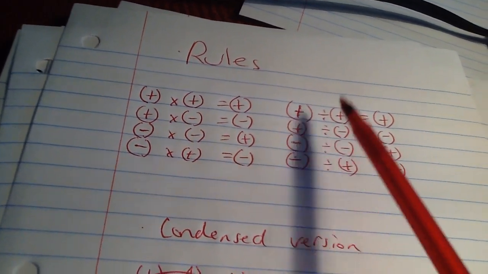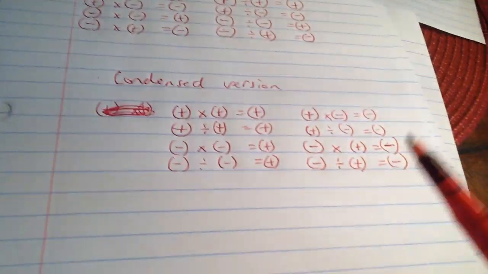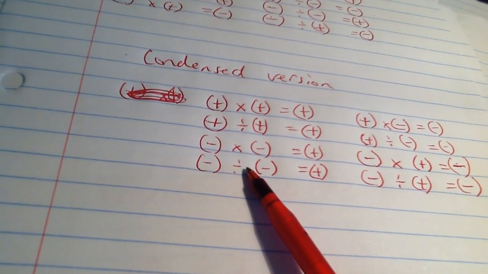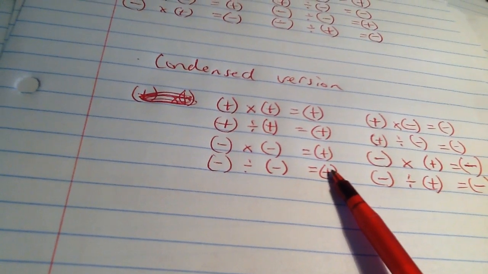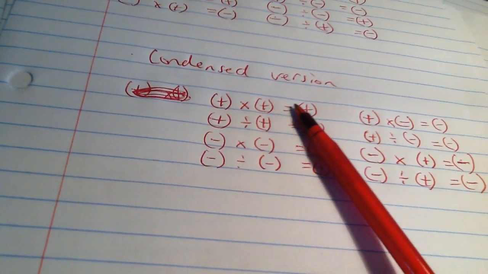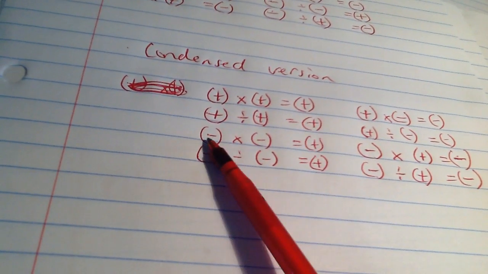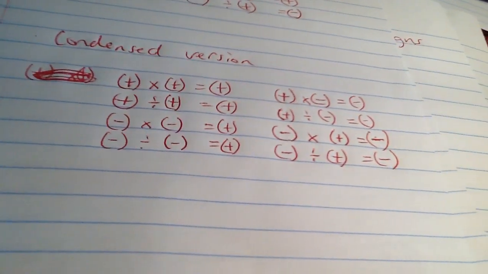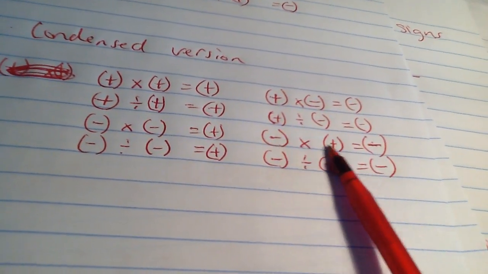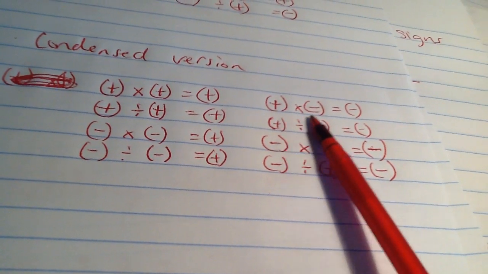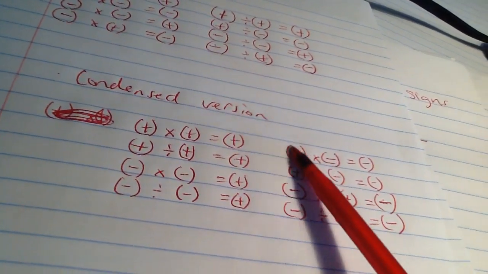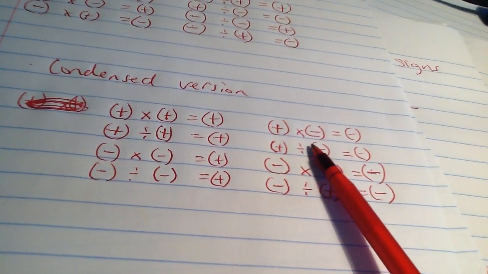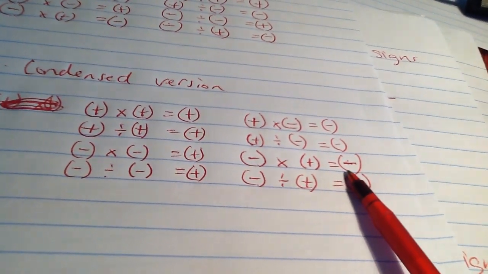So, you can learn all these 8 rules, or you can condense it down into 2 rules, like we always do in my class. If it's the same sign, whether you're multiplying or dividing, it's always positive. Look at that. Positive times positive, positive. Positive divided by positive is positive. Negative times negative is positive. Negative divided by negative is positive. Now, if it's opposite signs, dividing or multiplying, it's always negative. So you can learn 8 rules, or basically 2 rules. If it's got the same signs, multiplying or dividing, it's positive. If you've got opposite signs, multiplying or dividing, it's negative.